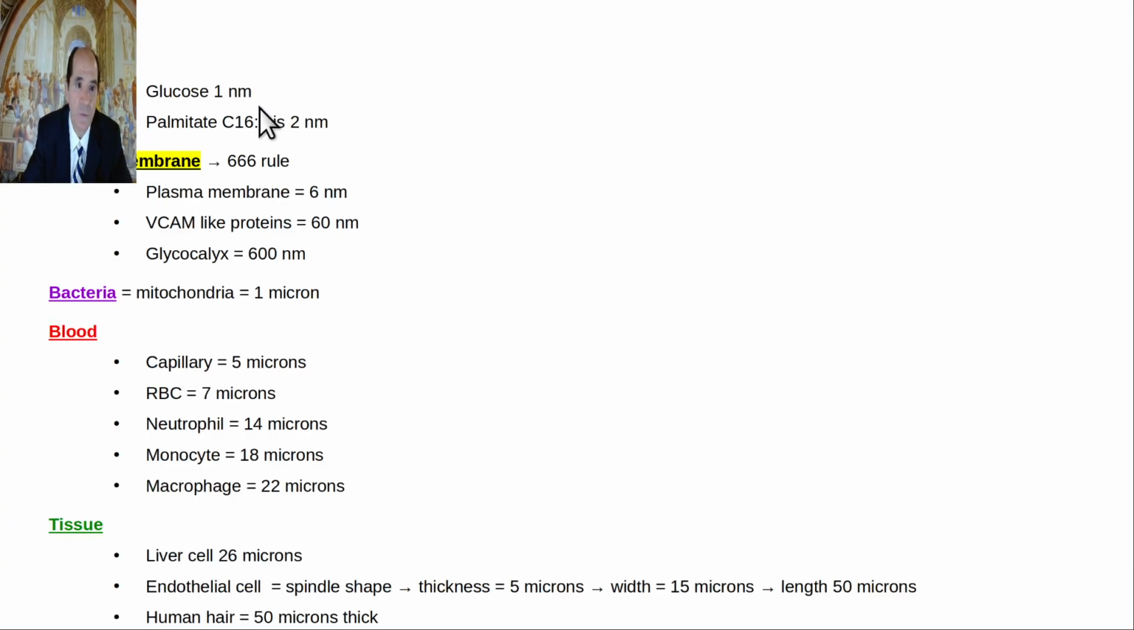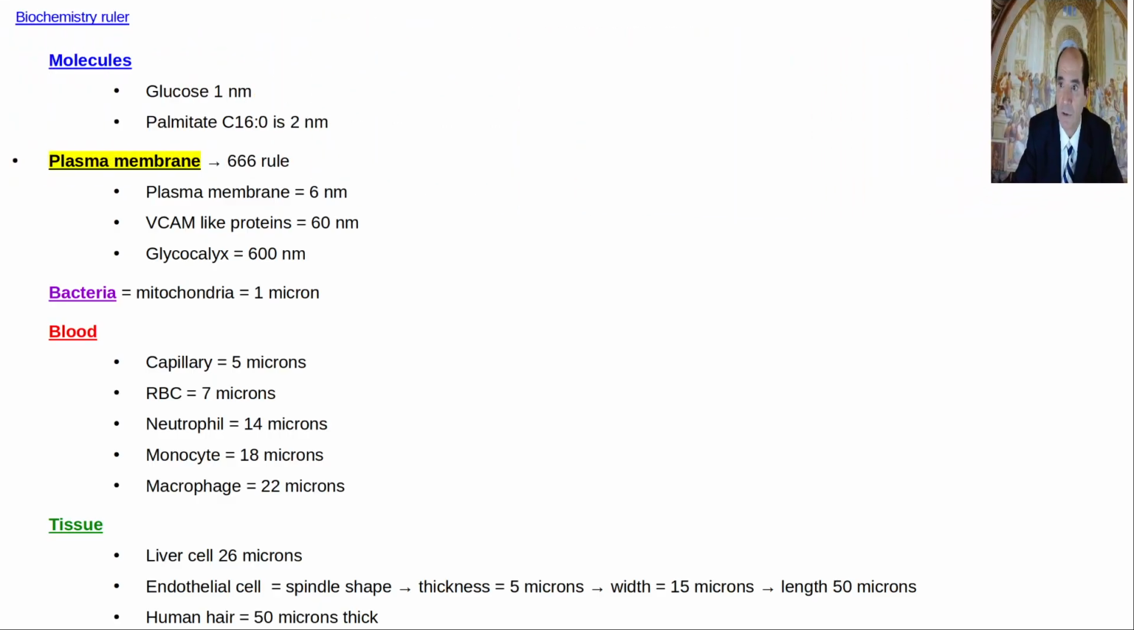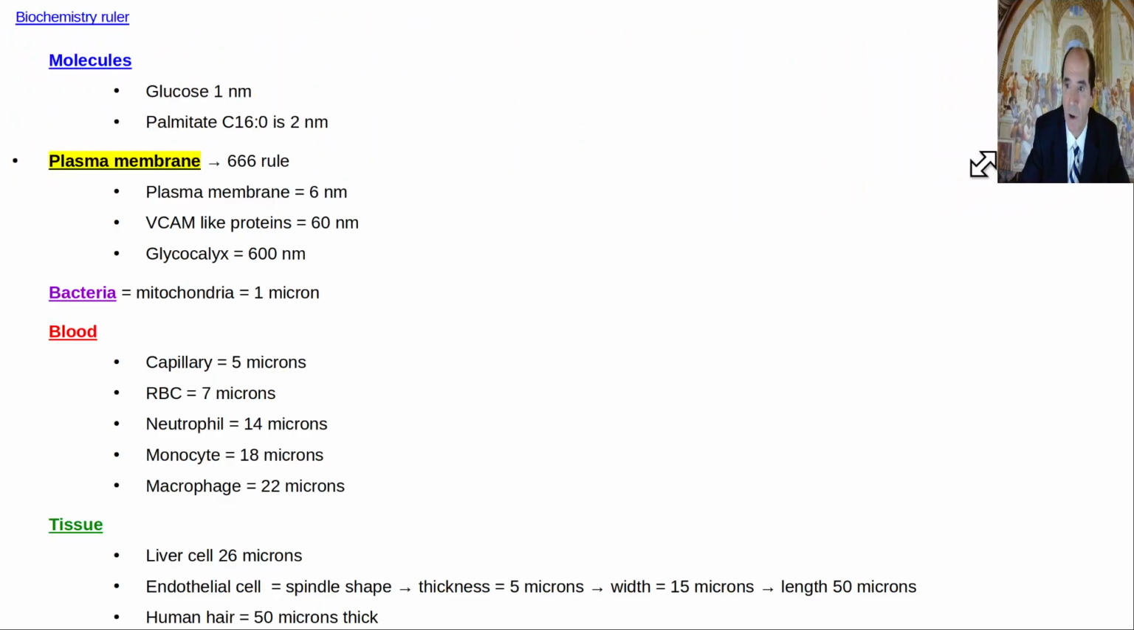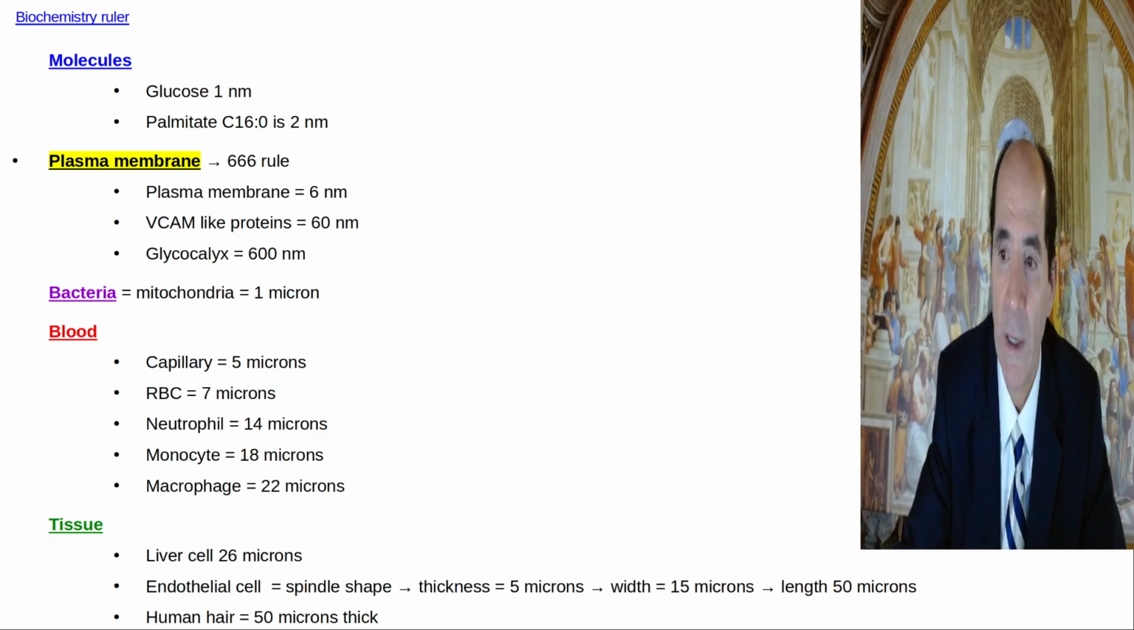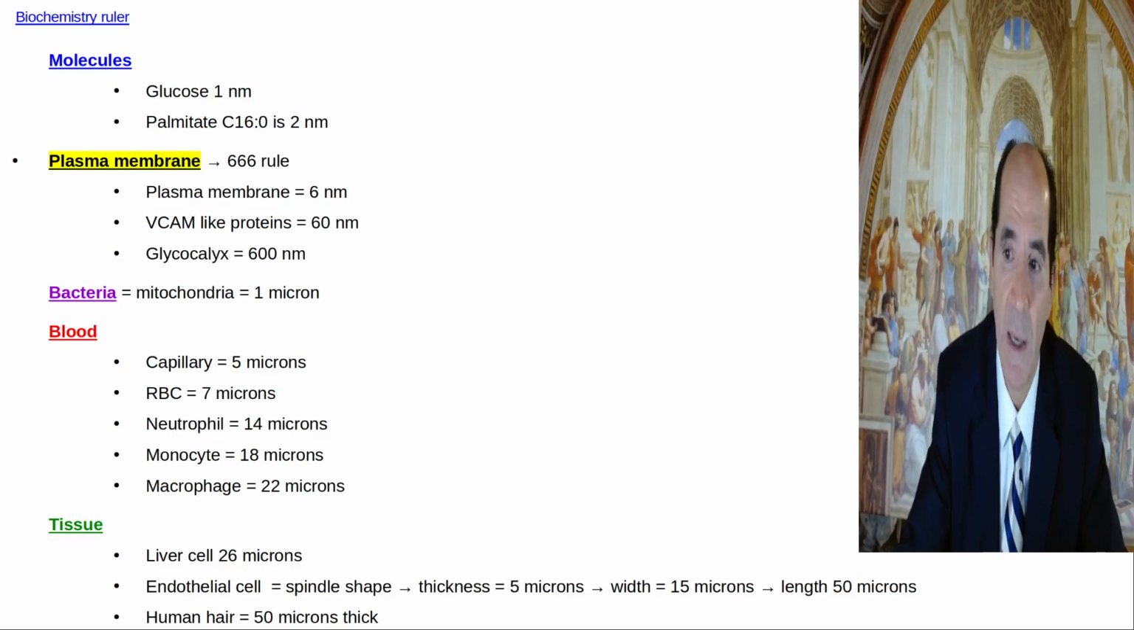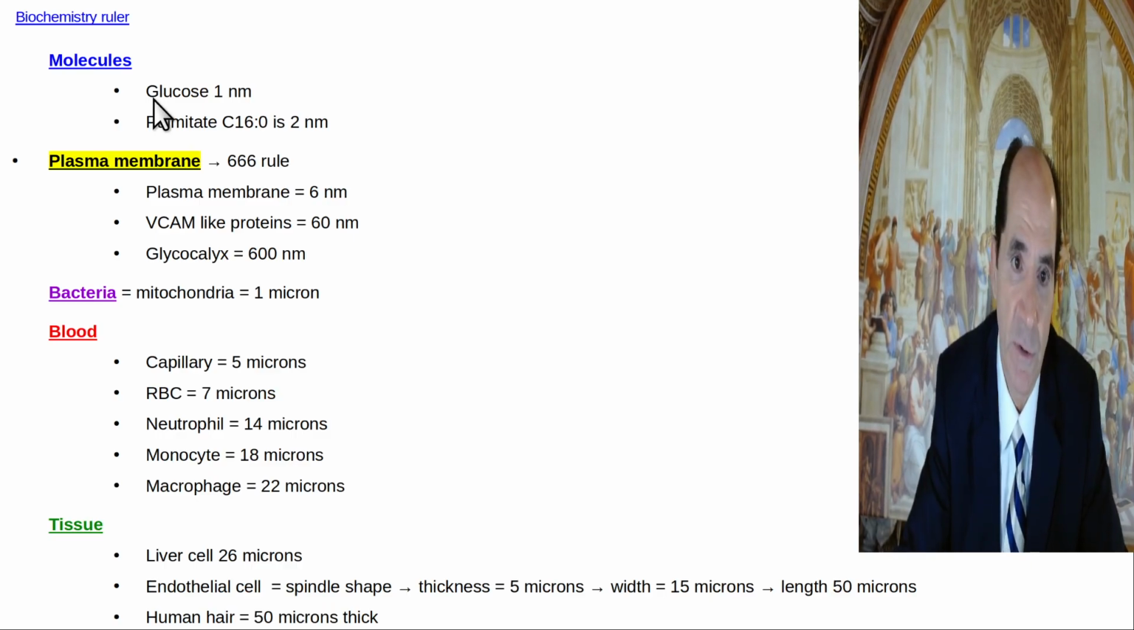So here are these rules. I'm going to show you some tricks for memorizing all this stuff. Whenever you're reading about these things and you hear sizes, you'll be able to make sense of everything very quickly. Glucose, 1 nanometer in size. Palmitate, 2 nanometers in size. So when you're talking about a single molecule, you're talking nanometer sizes.